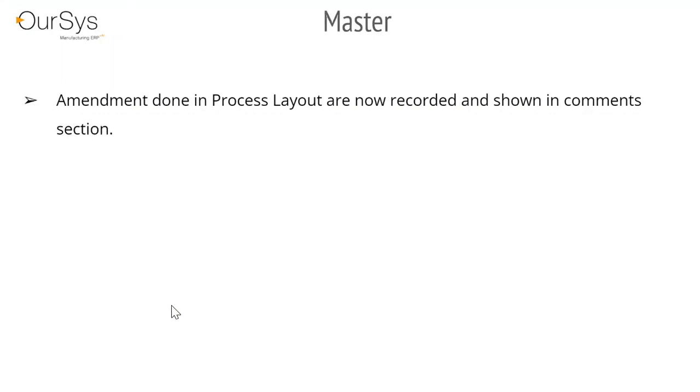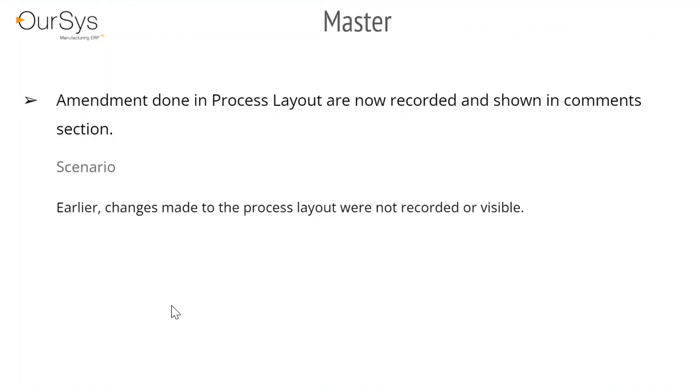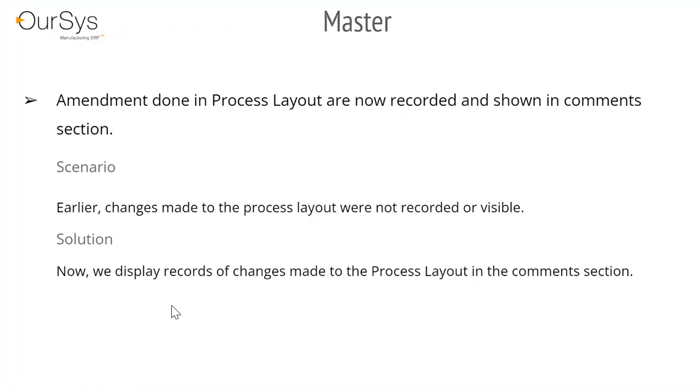Now, moving to the next module, amendments done in the process layout are now recorded and shown in the comment section. Earlier, changes made to the process layout were not recorded or visible. Now, when we make any changes to the process layout in OurSys, we show a list of these changes in the comment section. This way, you can see a record of what was modified directly in the comment.